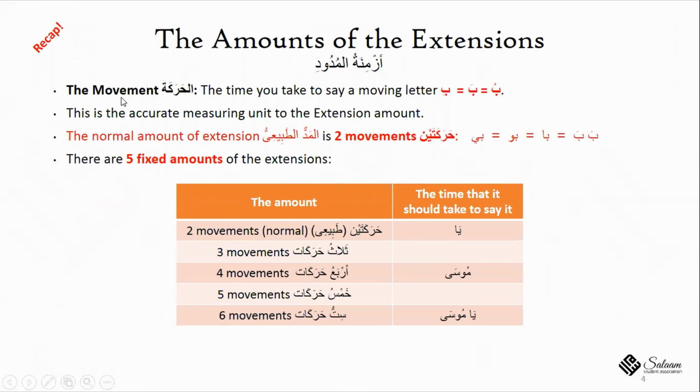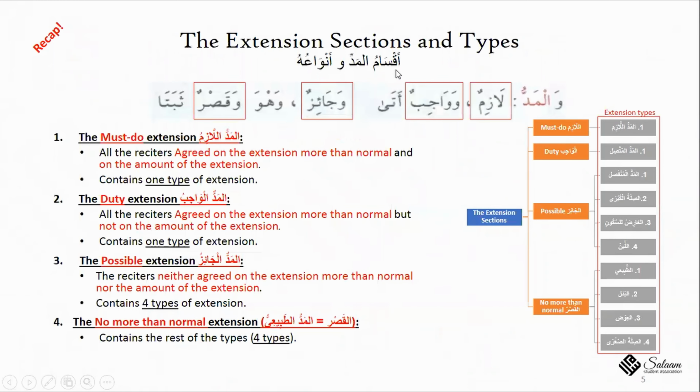We defined al-haraka, or the movement, and we defined the fixed amounts that we do the extension with: two movements, which is the normal extension, then 3, 4, 5, and 6. We went into the sections. We made four sections for the extensions.